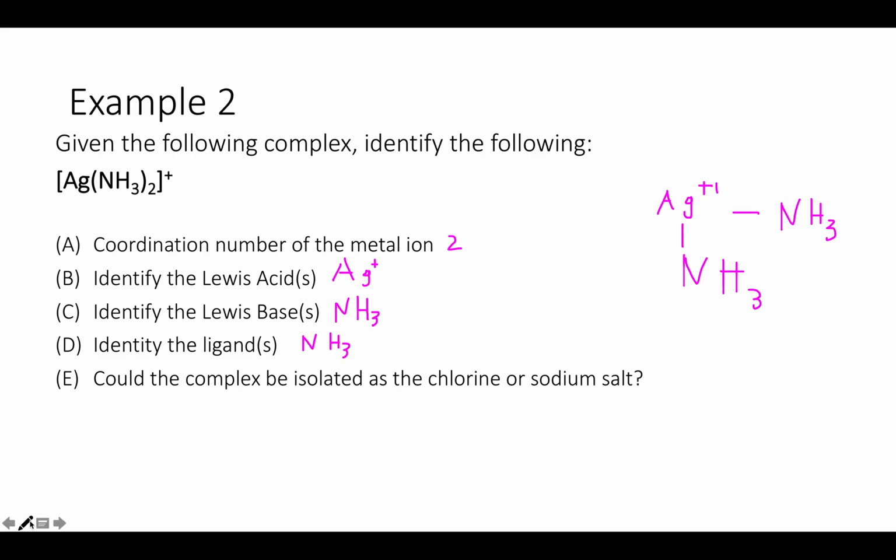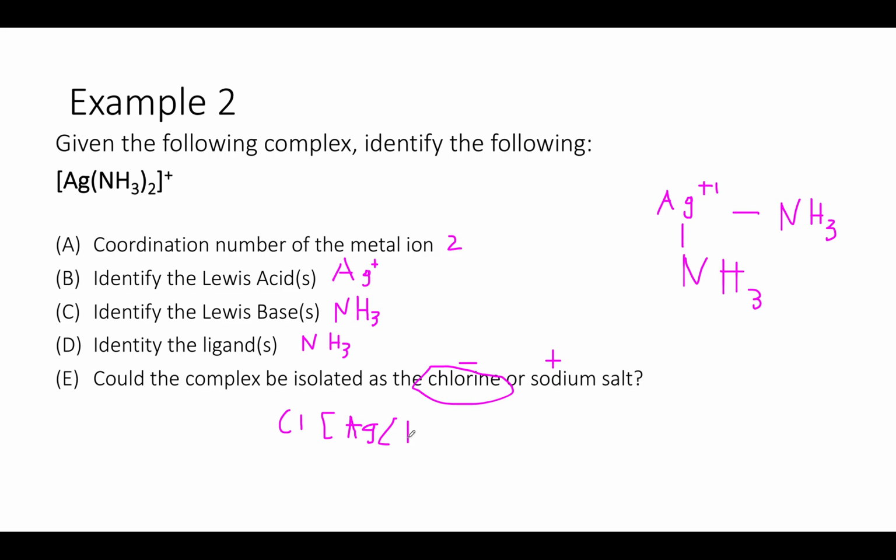And here we have another question. Could the complex be isolated as the chlorine or sodium salt? Well, the complex has a positive net charge. So if we want to neutralize this, we would need a negative ion. So in this case, we would choose chlorine as the salt. And if you wanted to write the formula for the salt that's formed with the complex, you would just put a chlorine out front.